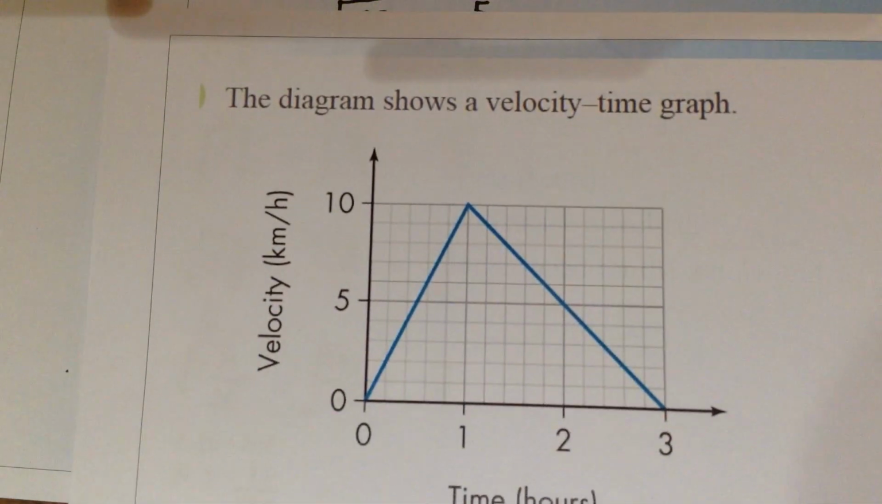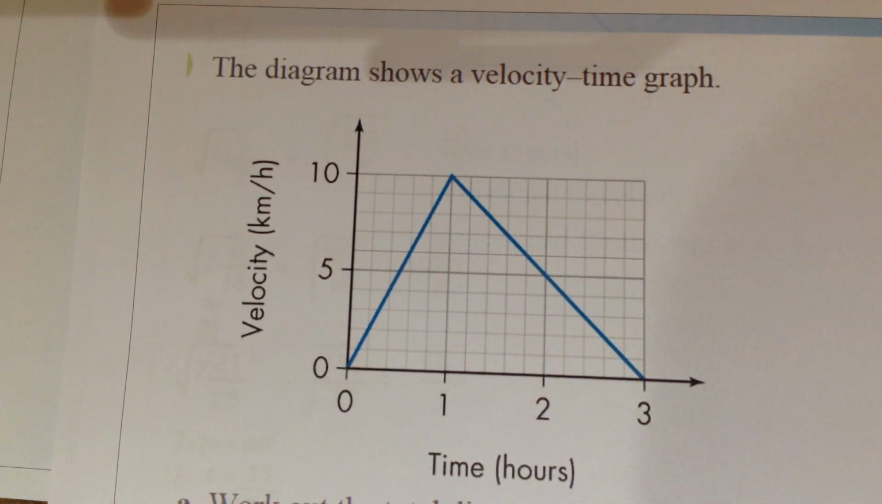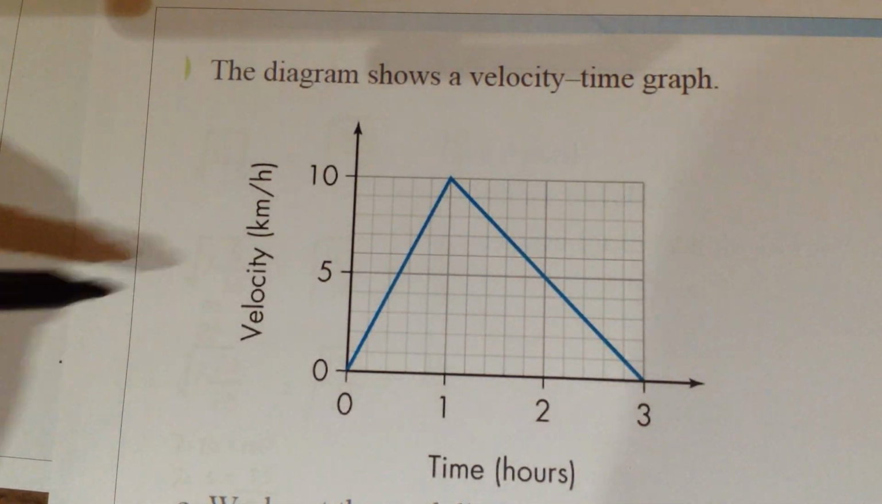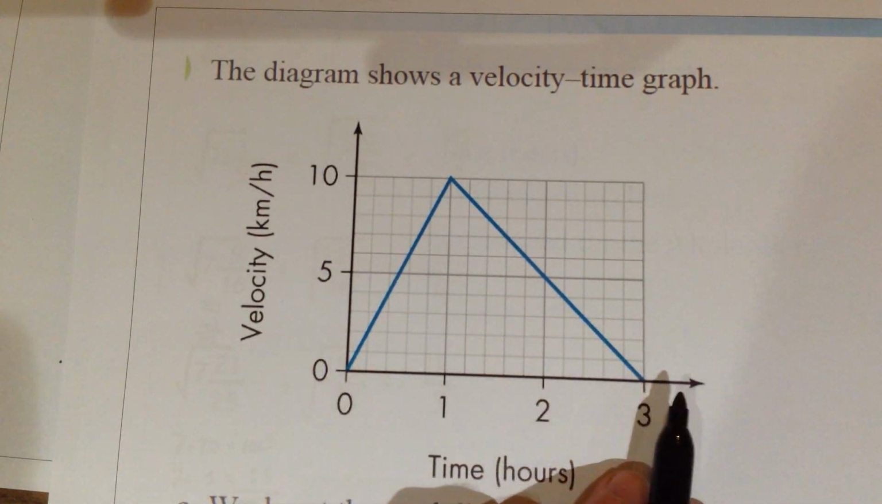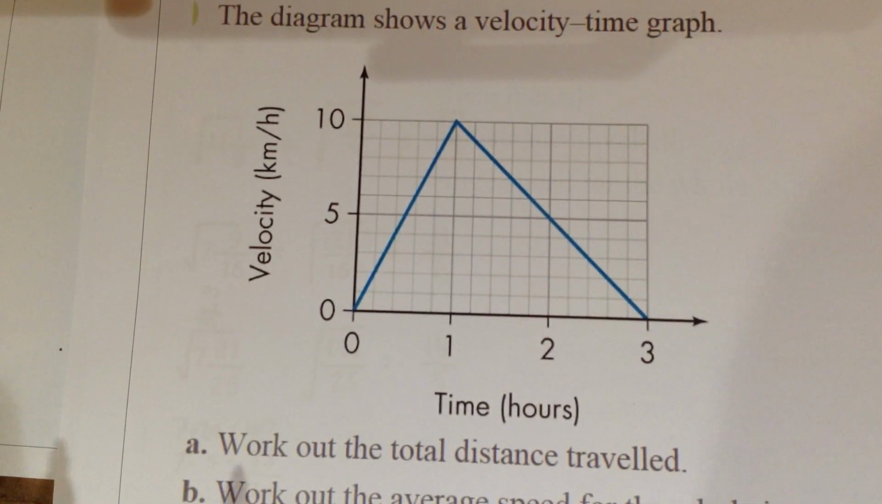For the next question, we're having a look at a velocity time graph. So here we've got a velocity time graph. Speed or velocity is going up the side, time in hours across the bottom. The first part of the question says that it wants us to work out the total distance travelled. Well, that's quite a nice easy one.